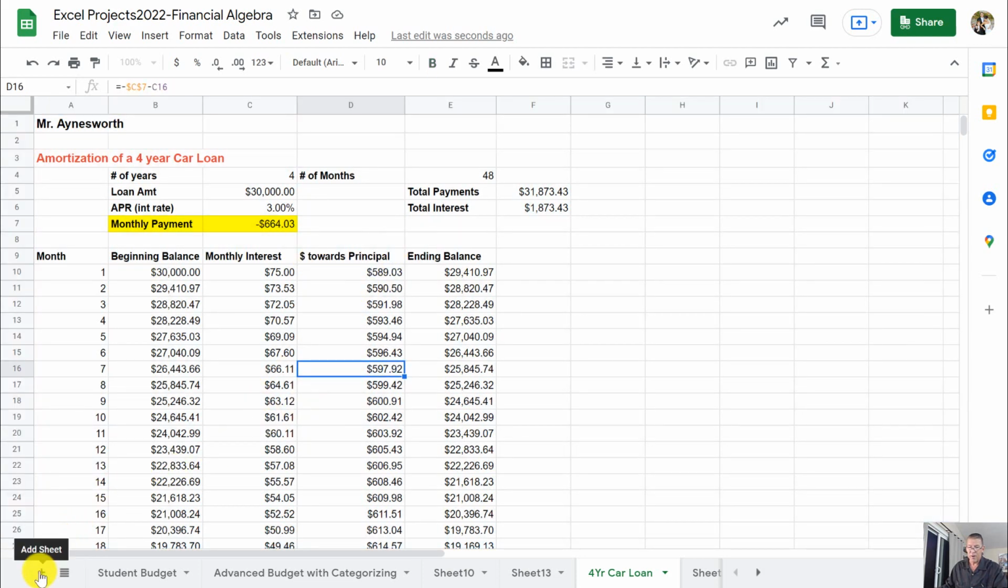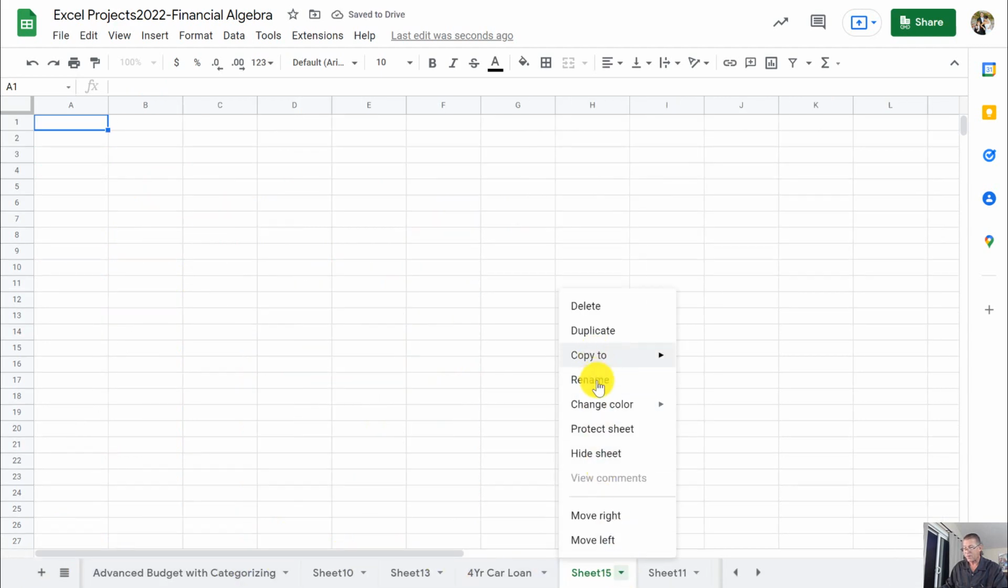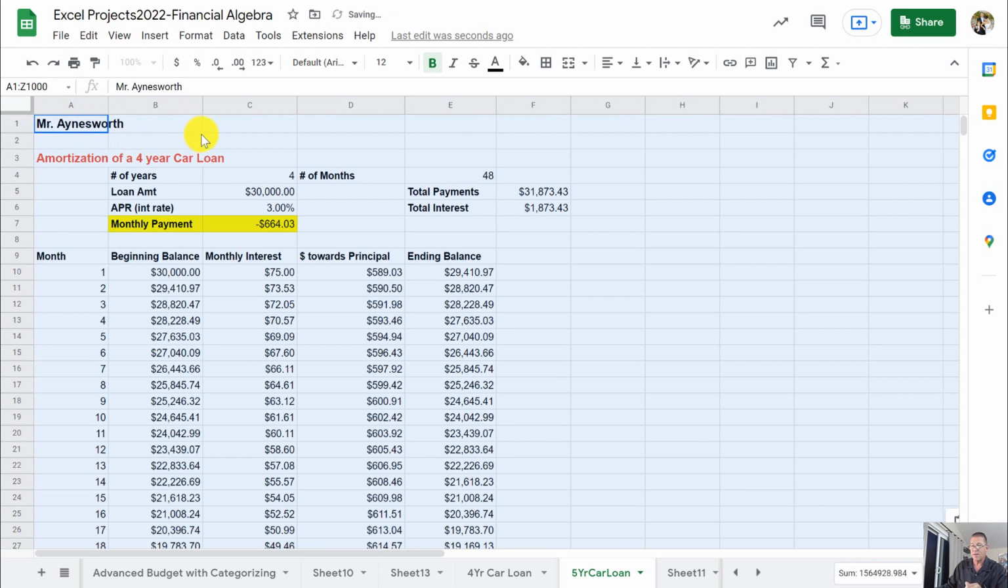Okay, and then I'm going to go down here. I'm going to add a sheet. I'm going to call it 5-year loan. So I'm going to rename it 5-year loan. 5-year car loan. Okay, and then I'm going to go up here to the top in A1 here. I'm going to paste it in. So Control-V for paste, and it should paste it in.